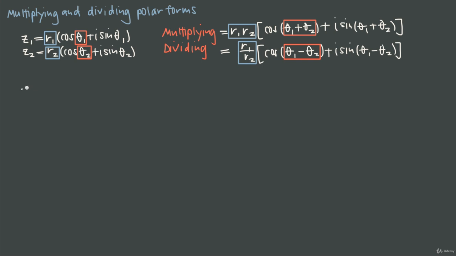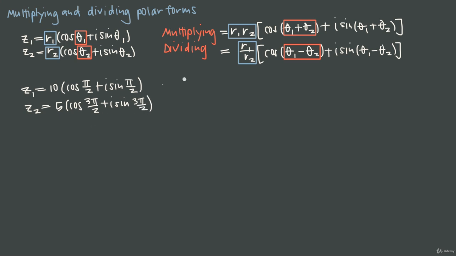So for instance, to do an example, let's say we have z sub 1 equals 10 times cosine pi over 2 plus i sine pi over 2. And then for z sub 2, we have 5 times cosine of 3 pi over 2 plus i sine of 3 pi over 2. And we want to find the product and the quotient of the two complex numbers.